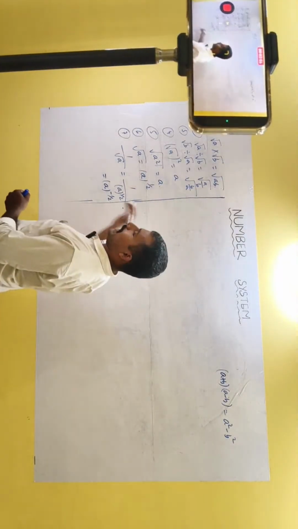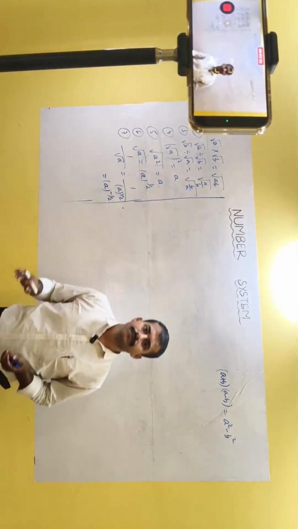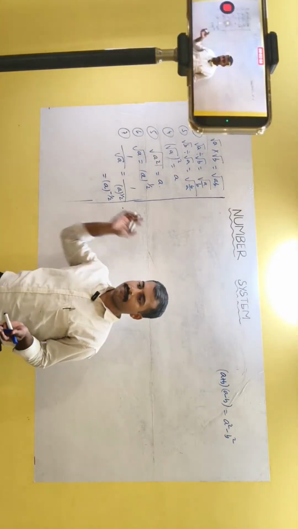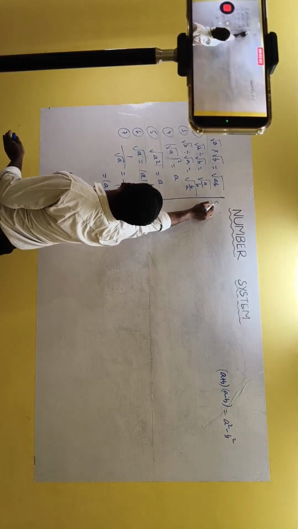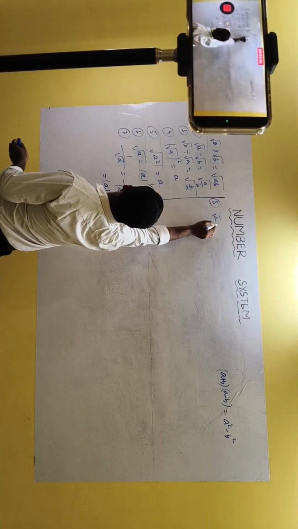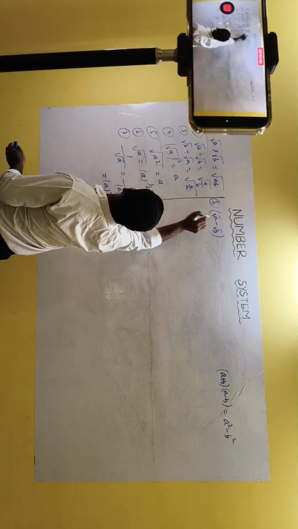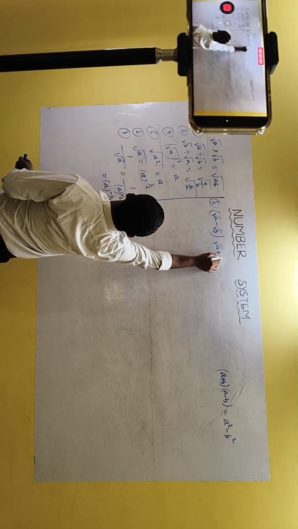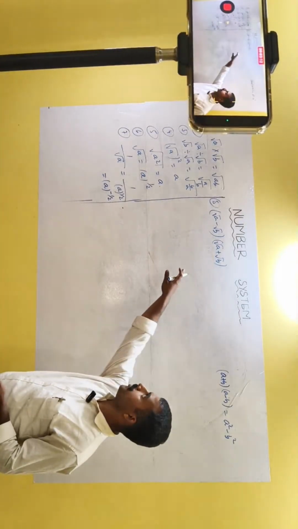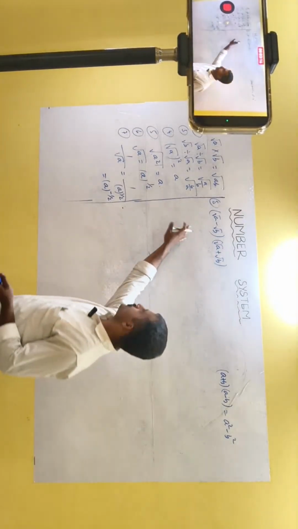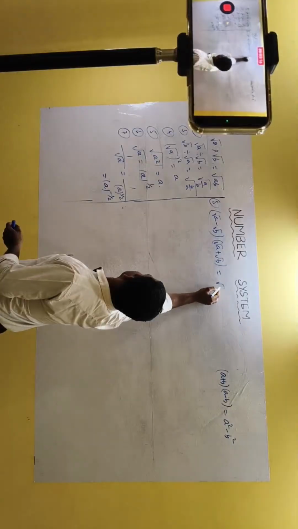So similarly, apply the same concept here. Nothing extra. Just apply the same concept here. If root a minus root b whole into root a plus root b is given, the same thing is happening here. A plus b minus a plus b whole into a minus b. A square minus b square, that will be a square.